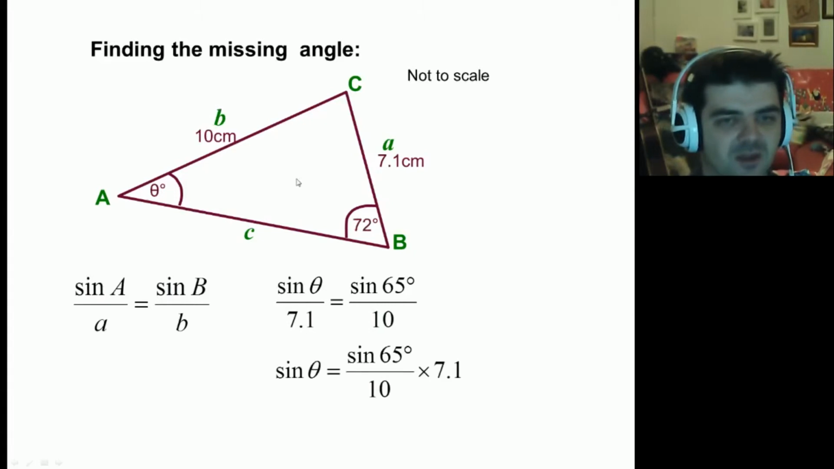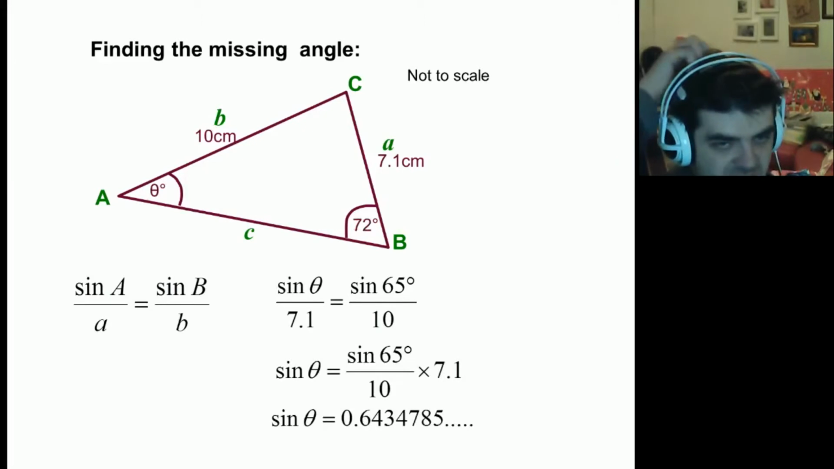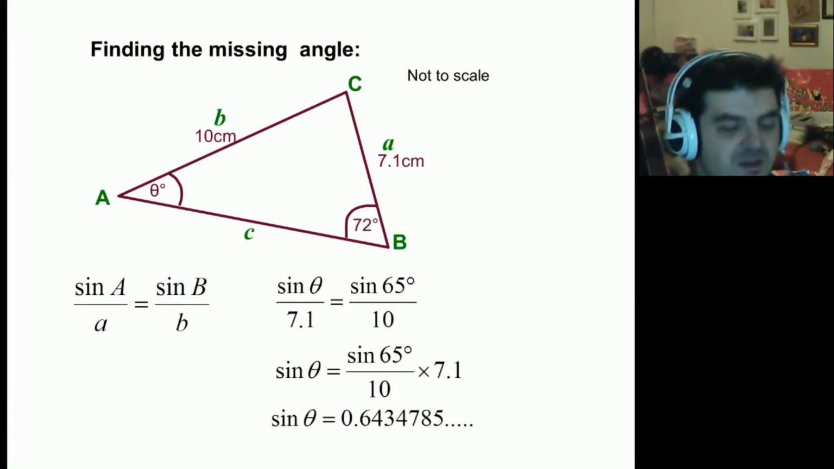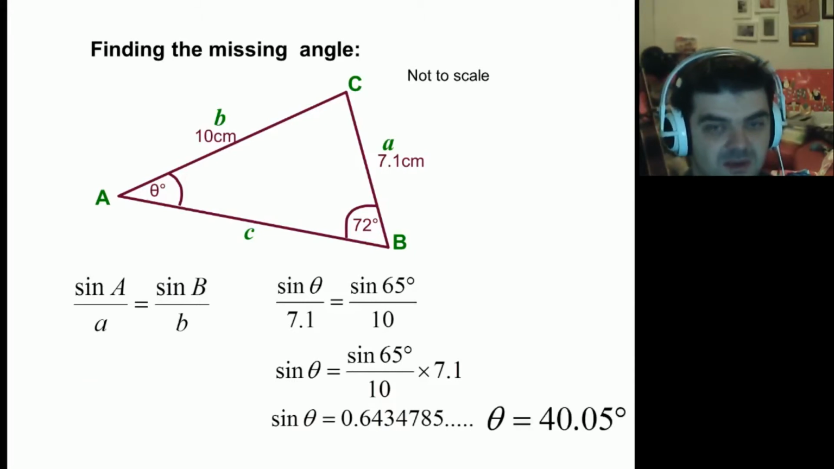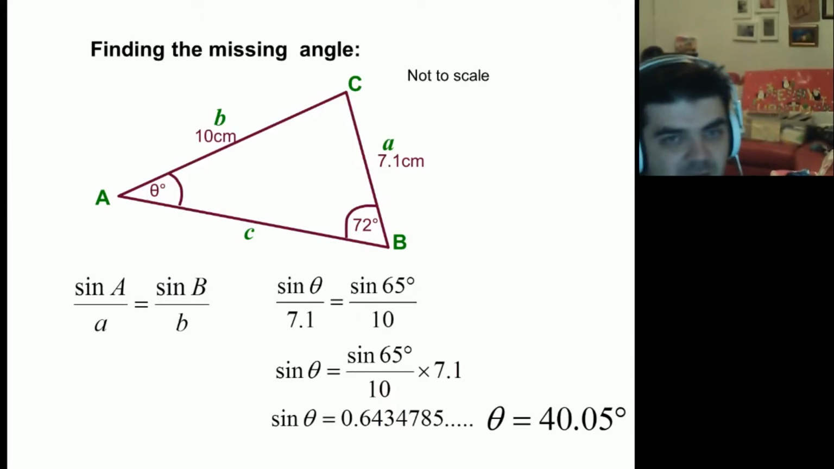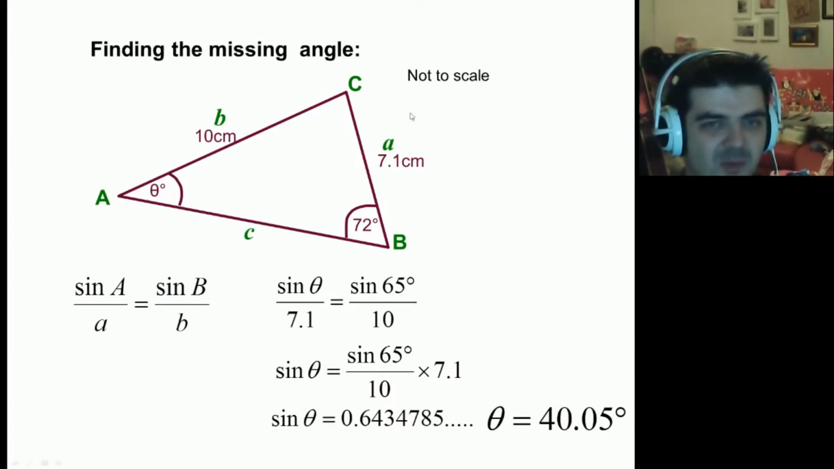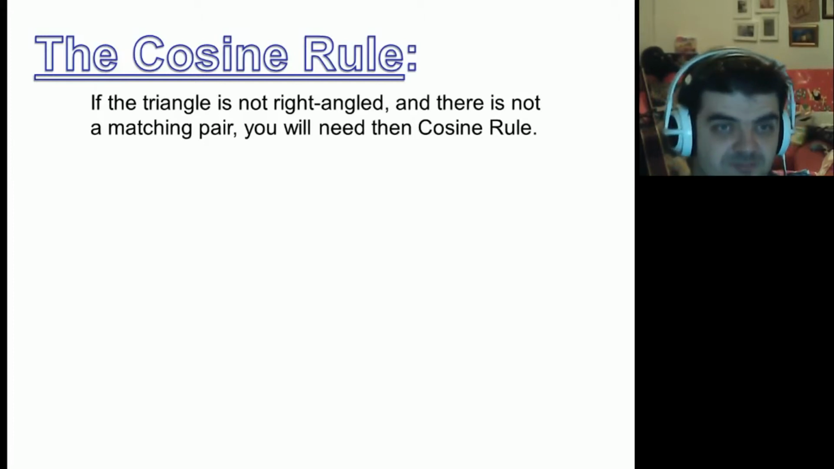And if you pop that in, we should get the reverse kind of what we did before. We get 0.64344785, and then when we get sine theta equal to that, we do our shift sine, and we get that angle to be 40.05 degrees, which was the same as what we got before, except for the wee bit around it. The original angle was 40 in the previous question. That's the sine rule, and it's fairly straightforward. It's by far and away the easier of the two rules.